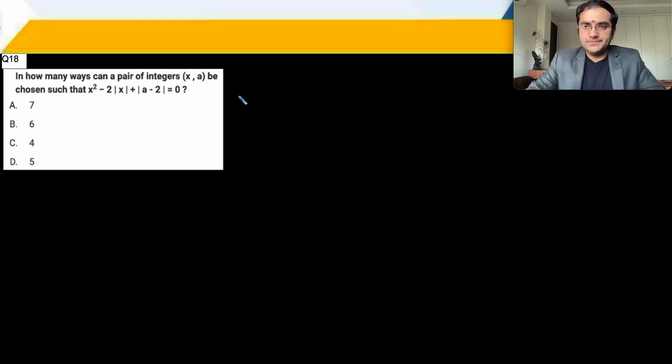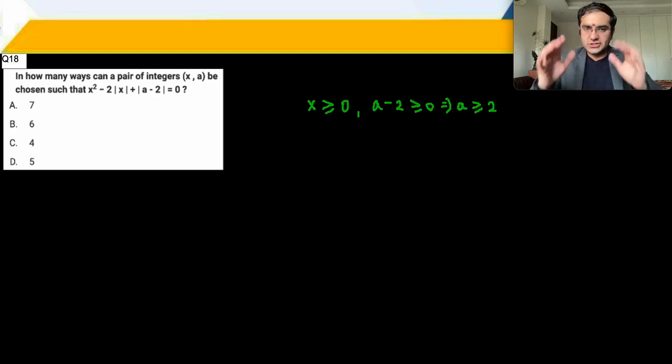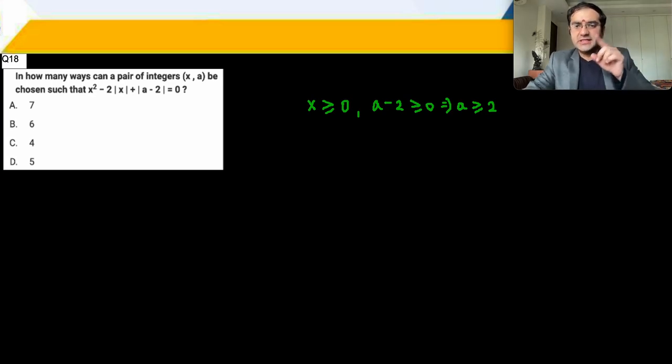And of course, the most basic way of approaching this question would be via the basic definition of modulus. You have two modulus terms over here, mod x and mod a minus 2. So we get 4 definitions over here. The first definition is if x is greater than equal to 0 and a minus 2 is also greater than equal to 0, which means that a is greater than equal to 2.